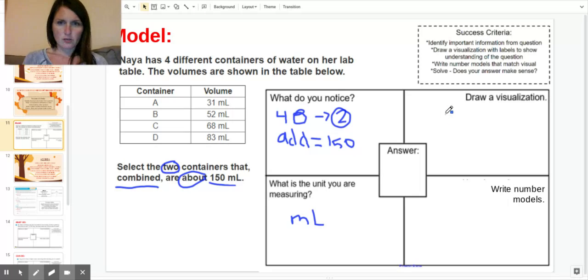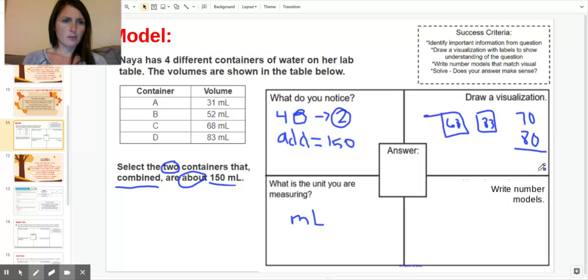So let me try drawing that. If I have the 68 and then the 83, I'm just going to do a ballpark estimate here. So 68 is close to 70. 83 is close to 80. I just want to work that out and make sure I'm right. So 0 plus 0 is 0. And then 8 plus 7, 8, 9, 10, 11, 12, 13, 14, 15. Oh, look at that. When I round it, it is close to 150.